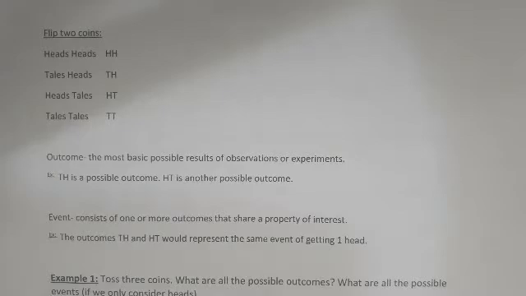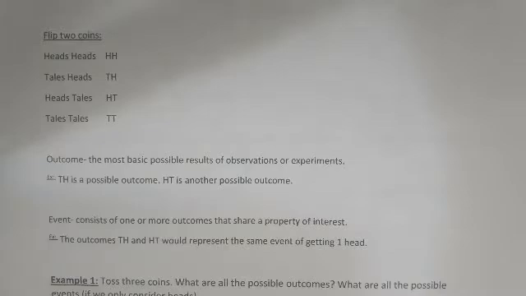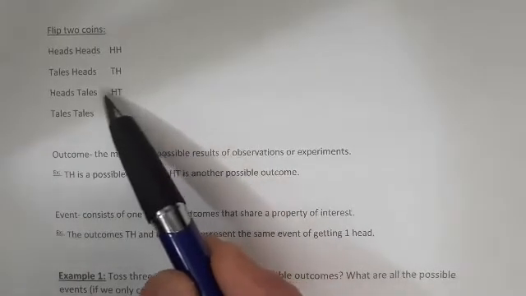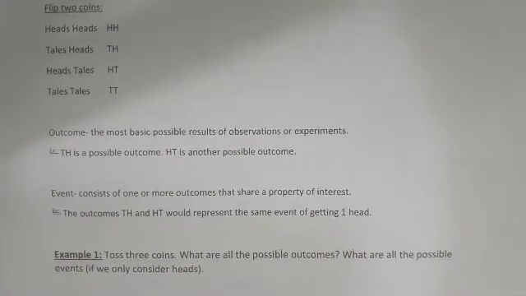And so they throw out 2 words at you: an outcome and an event. An outcome is the most basic possible result of an observation or experiment. There are 4 different outcomes here. One outcome is heads, heads. Another one would be tails, heads. Heads, tails would be another one, and then tails, tails would be the last. An event would be like asking, what is the event of getting 1 head? You might notice there are 2 different ways that we could possibly get a single head, and both of those outcomes would fall into the event of getting 1 head.